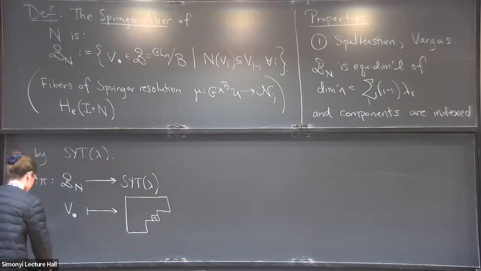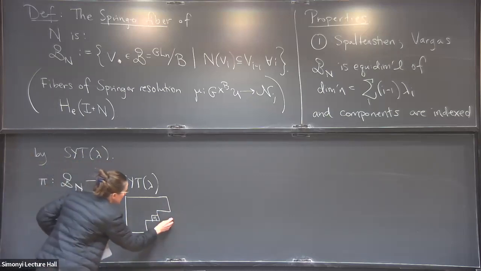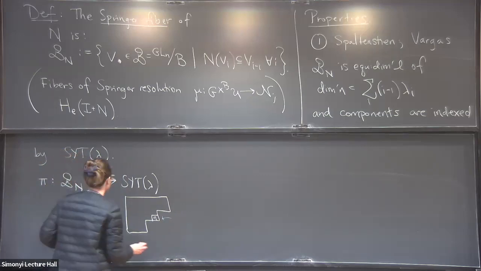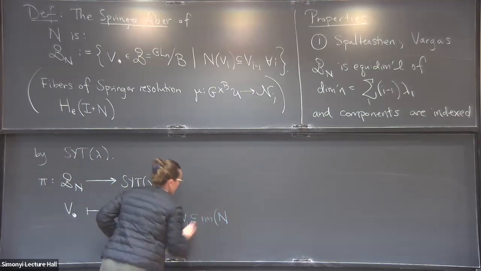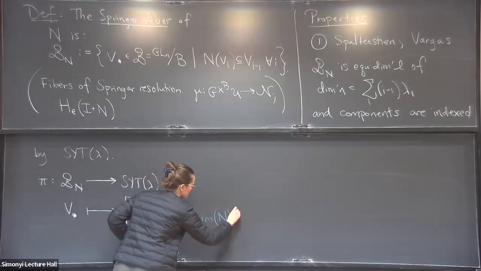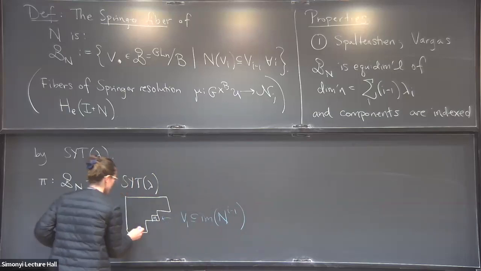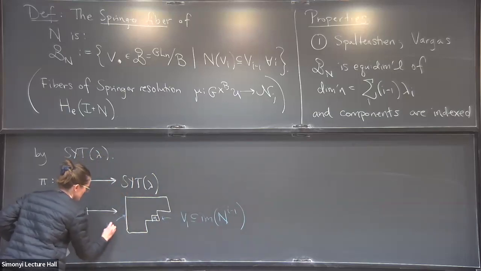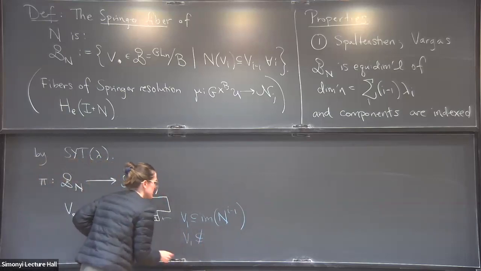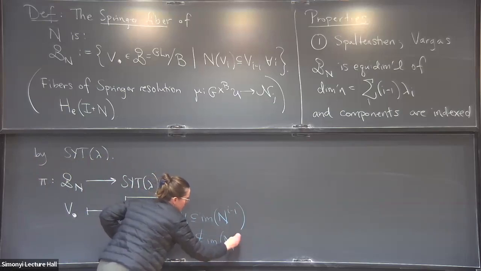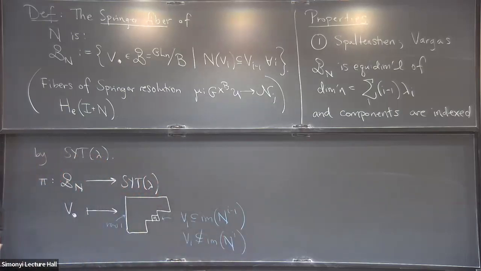So let's see. I'm going to place n with the rule that V1 is in the image of N to the i minus 1. So let's say this is in the ith row. So this is row i. And the other rule is that V1 is not in the image of N to the i. Is there a question? Yeah. Are you going to say how to do the induction? Yeah. Okay. Yeah. All right.